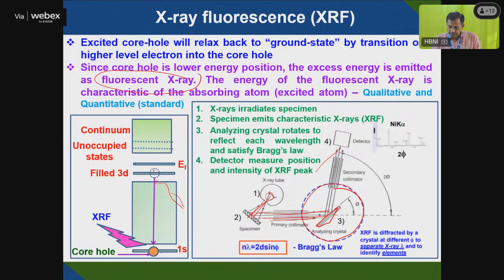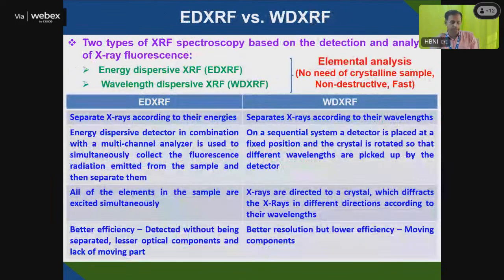That analyzing crystal will analyze the X-rays emitted by the sample, and it will separate them, say, by energy or by frequency. It can be separated by wavelength or by energy from the analyzing crystal. Then the detector will identify that element, and it will say how much nickel K alpha is there, how much cobalt K alpha is there.